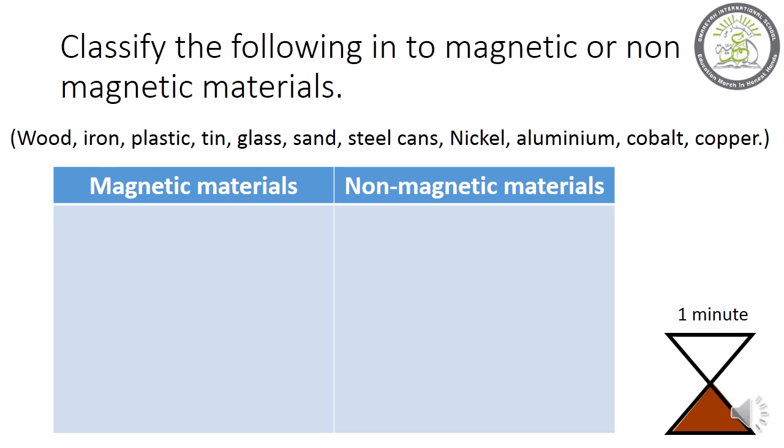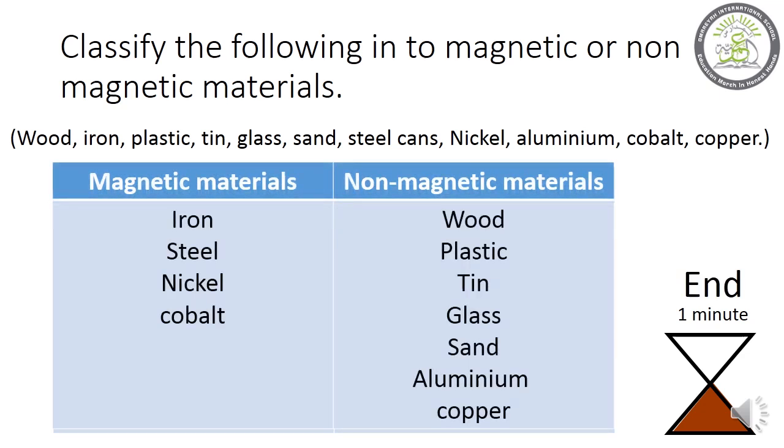So that's the answer. Iron, steel, nickel, cobalt. These are the magnetic materials. Non-magnetic: wood, plastic, tin, glass, sand, aluminium, and copper. Okay, we have to memorize these only, and these are enough. The rest is non-magnetic. So iron, steel, nickel, and cobalt are magnetic materials.